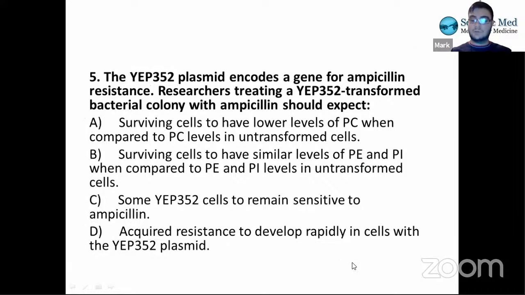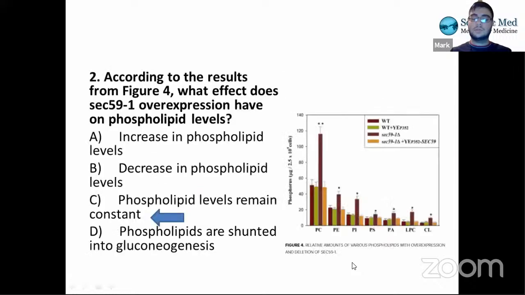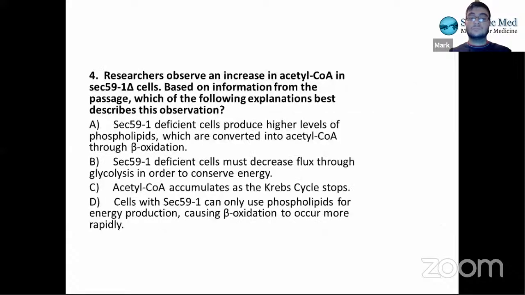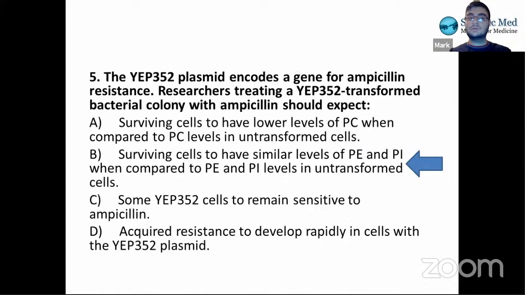But with this graph, right? Phospholipid levels remain constant when you overexpress Sec59. Does that make sense? Any questions about that at all? Any questions about anything at all? Anything that we covered so far?